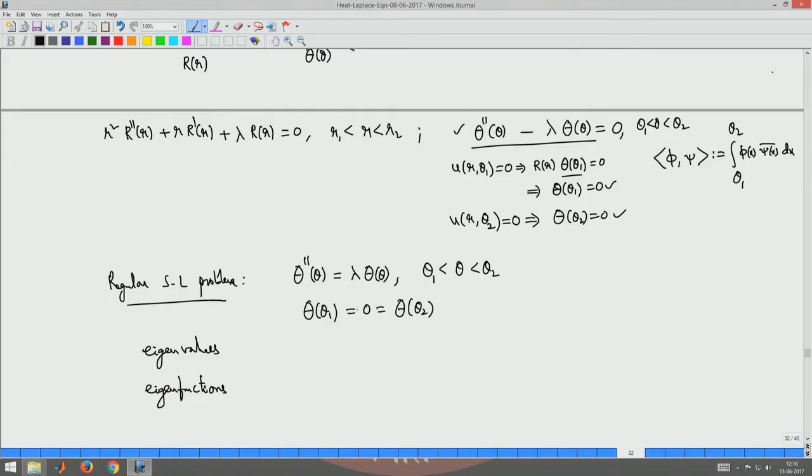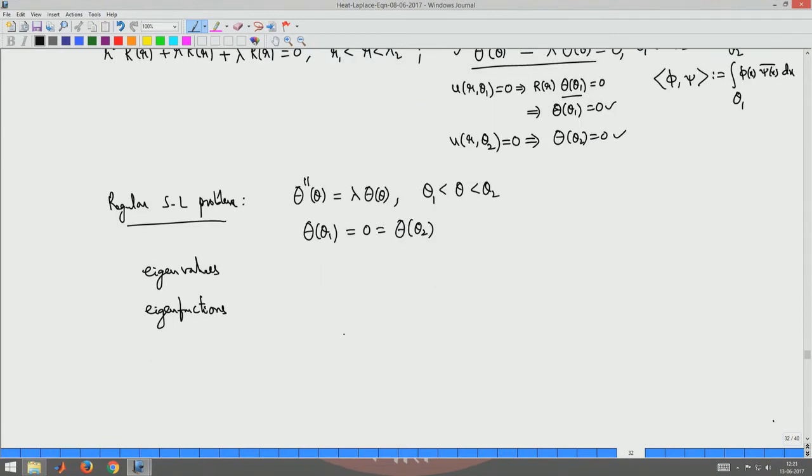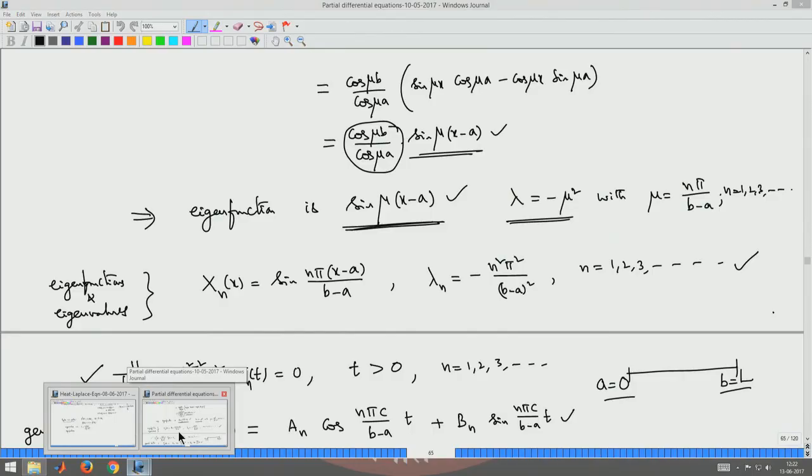So, what do you get? What are the eigenvalues and eigenfunctions? If you see earlier, we have already solved this Sturm-Liouville problem, and from it you can see that the eigenvalues are lambda equal to minus n square pi square divided by theta 2 minus theta 1 whole square, where theta 2 is bigger than theta 1. Okay. So these are your eigenvalues.